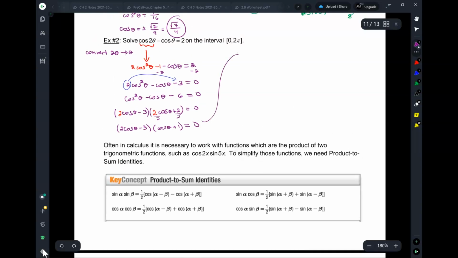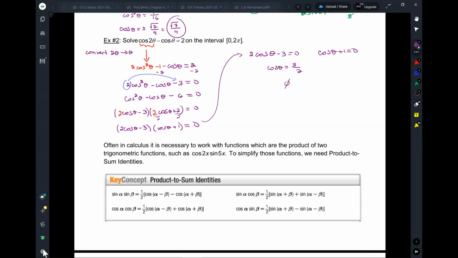Now, 2 cosine theta minus 3 is equal to 0. Cosine theta plus 1 equal to 0. Cosine theta is 3 over 2. What about that? Why not? It's more than 1. Cosine can never be more than 1 or less than negative 1. So that gives you no information.